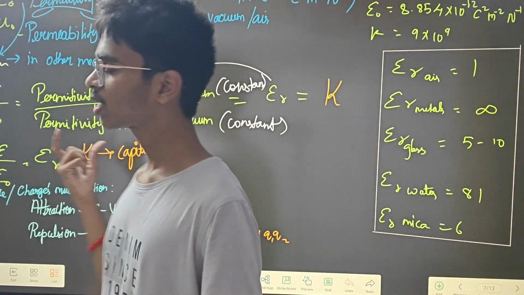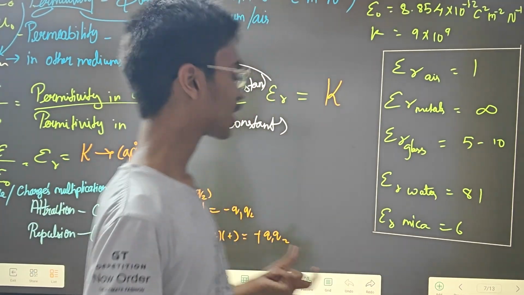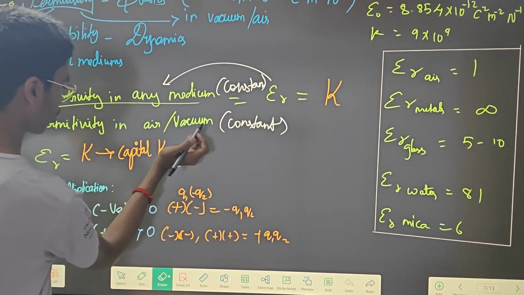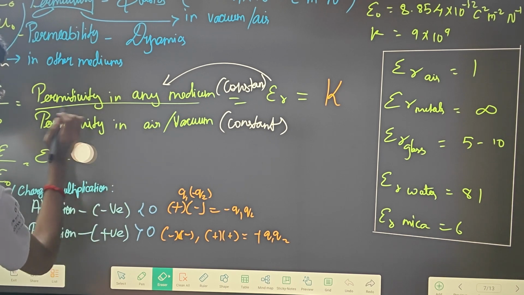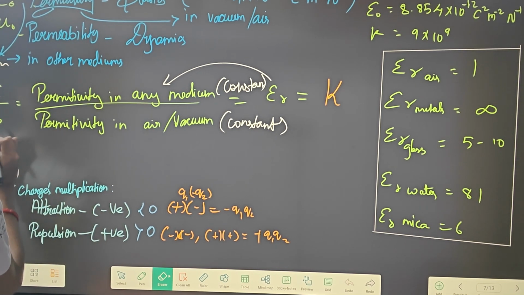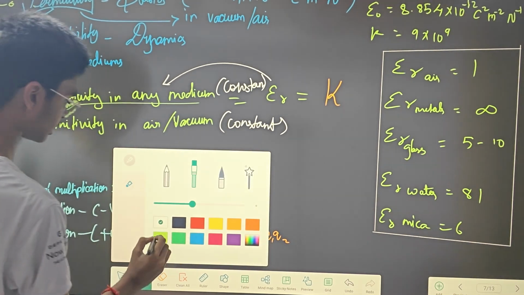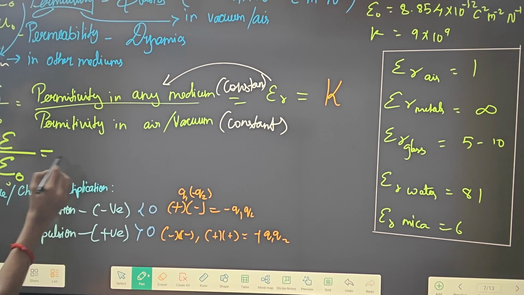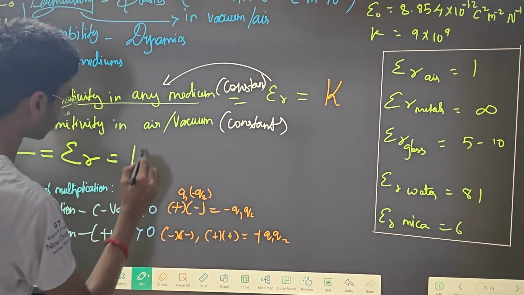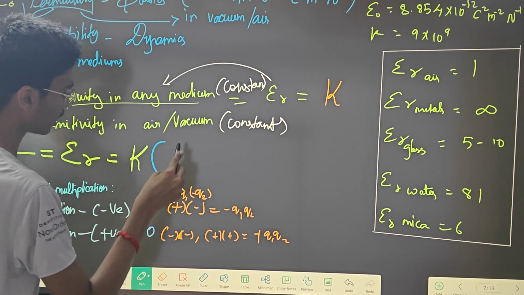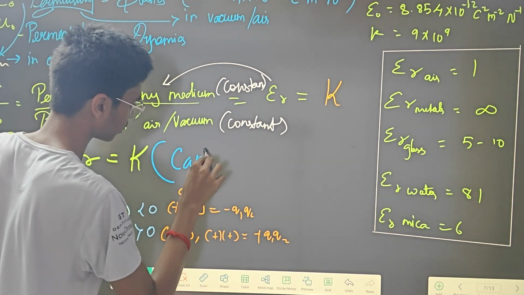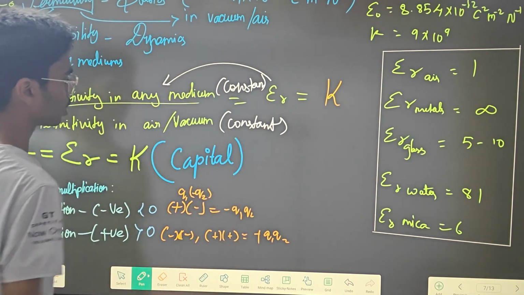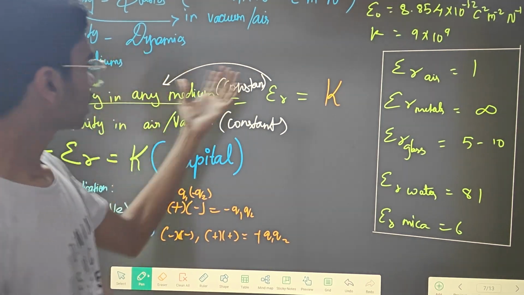Here k is a constant, and it is a capital K. If you want to write it in order of formula, I will write it down. So epsilon divided by epsilon naught is equal to epsilon r, which is equal to k, where this k is actually capital K. Yeah, that's it. Very simple.